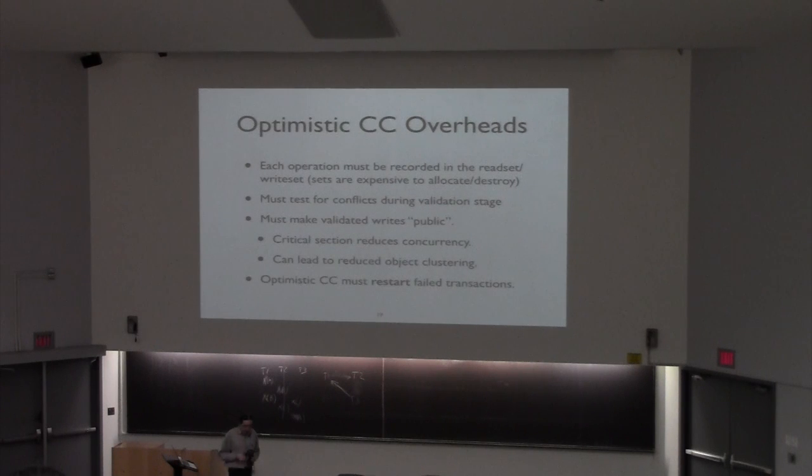A couple of additional notes. With optimistic concurrency control, you're recording literally everything that happens during the transaction. Every single write, every single row that gets modified, every single row that gets read, needs to be recorded alongside the transaction. And that's already a pretty huge overhead. Even just allocating the space for a set would be pretty expensive if you're considering this process.